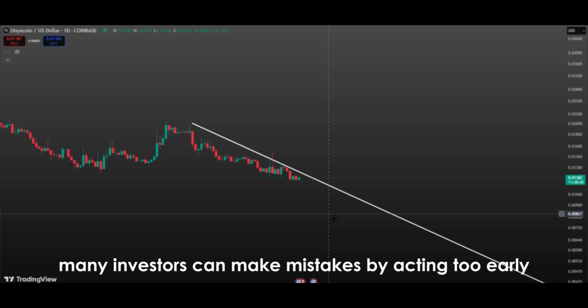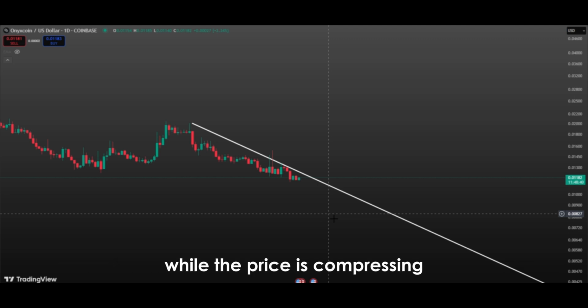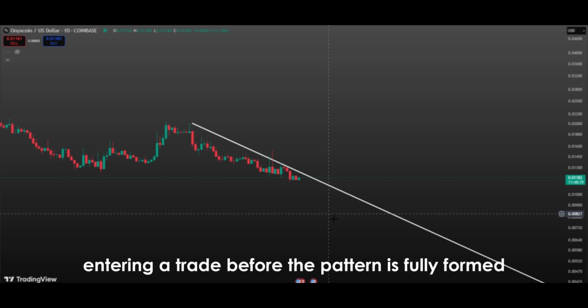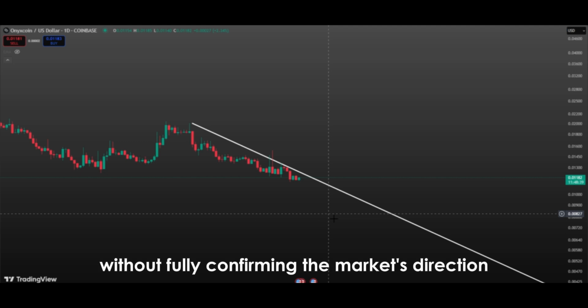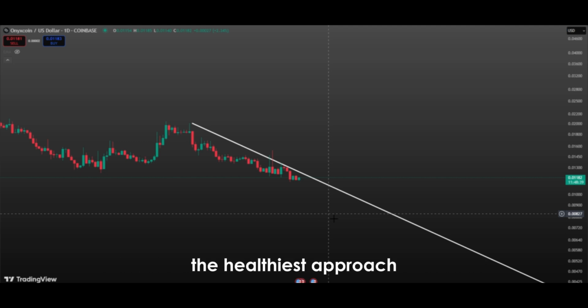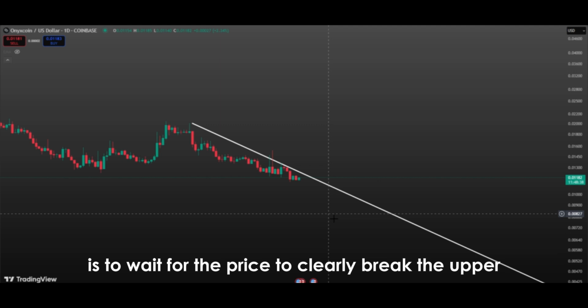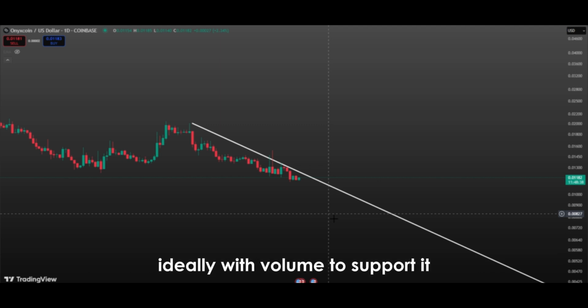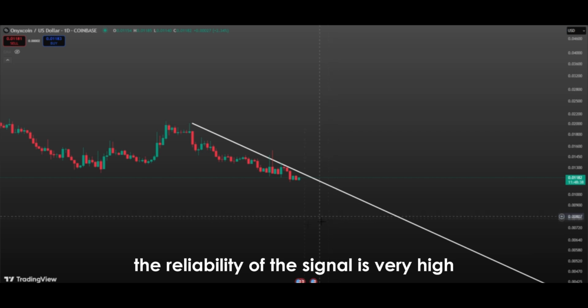Many investors can make mistakes by acting too early while the price is compressing, but being hasty often leads to losses, because entering a trade before the pattern is fully formed means taking on risk without fully confirming the market's direction. The healthiest approach is to wait for the price to clearly break the upper trend line, ideally with volume to support it. When this occurs, the reliability of the signal is very high.